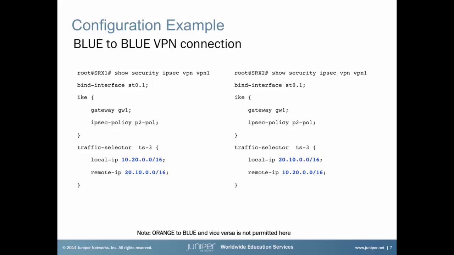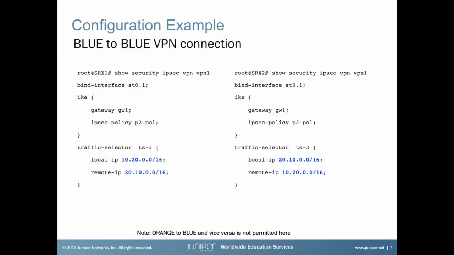Then we wanted to have a second set of connections from the left-hand blue network side to the remote blue network side on the right-hand side. In order to do so, we need a third traffic selector in our example called TS3, which handles on both ends the connection from the blue network on the left-hand side, which is here 10.20/16, to the right-hand side 20.10/16, and the matching configuration for the right-hand side is also depicted here. Please note that still orange to blue and vice versa is not permitted because we don't have any traffic selectors matching that pattern.